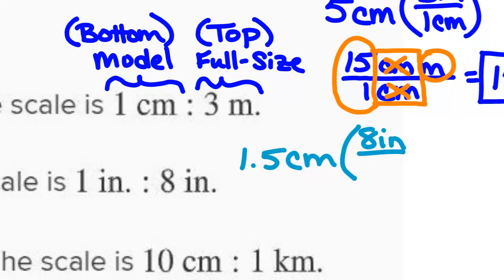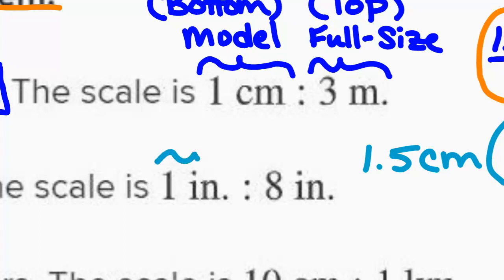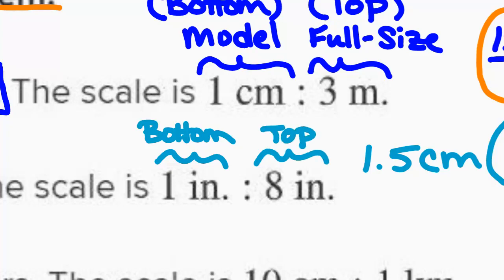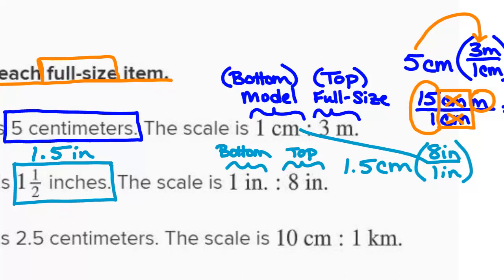8 inches over 1 inch. Remember, that first value is telling me about the model, and so it goes on the bottom. The second value is telling me about the full size, and so it goes on the top. That's why 8 inches is in my numerator, and I don't know why I wrote 1.5 centimeters. It's 1.5 inches. There we go.